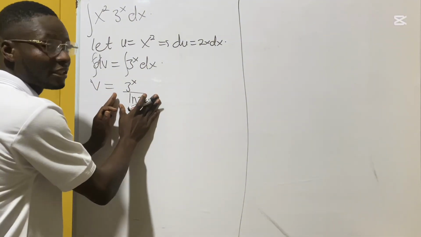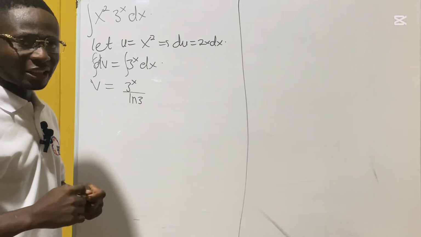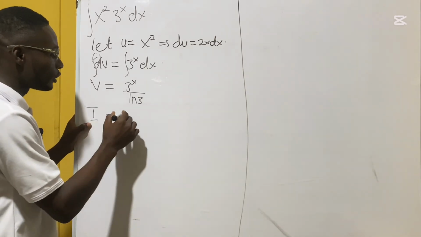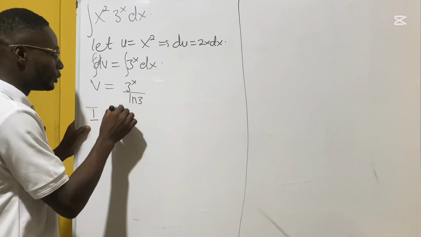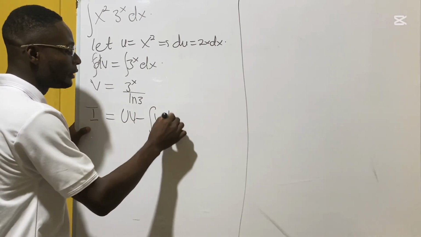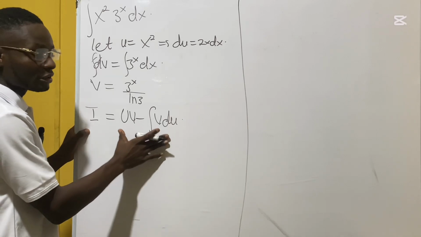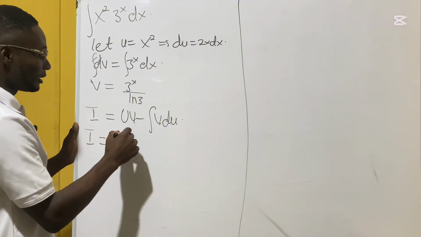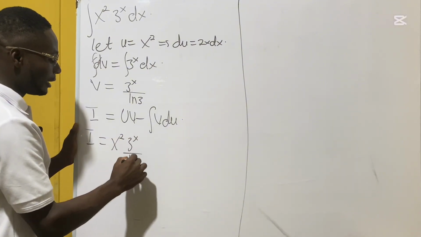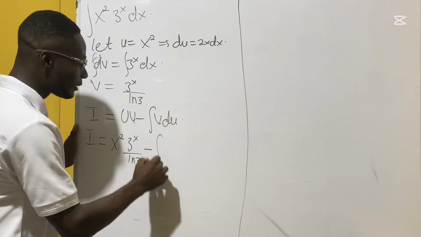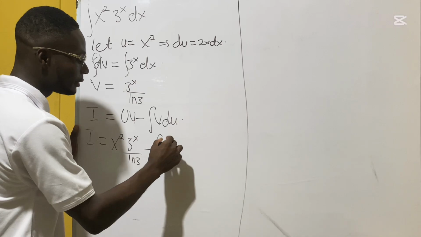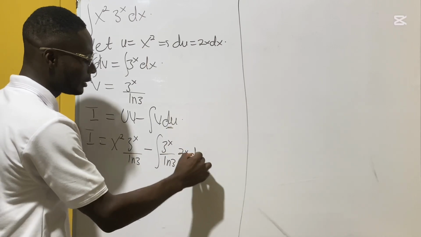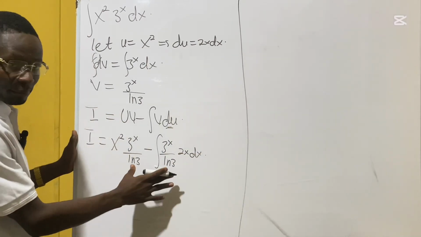Good. So once we have this information, we go for our traditional formula, which is the integral of u dv is equal to uv minus integral v du. So we have these parameters. We go ahead, our u right here is x squared and our v is 3 power x over ln 3. Minus integral, v is 3 power x over ln 3, and the du is 2x dx. Okay, so let's simplify this.